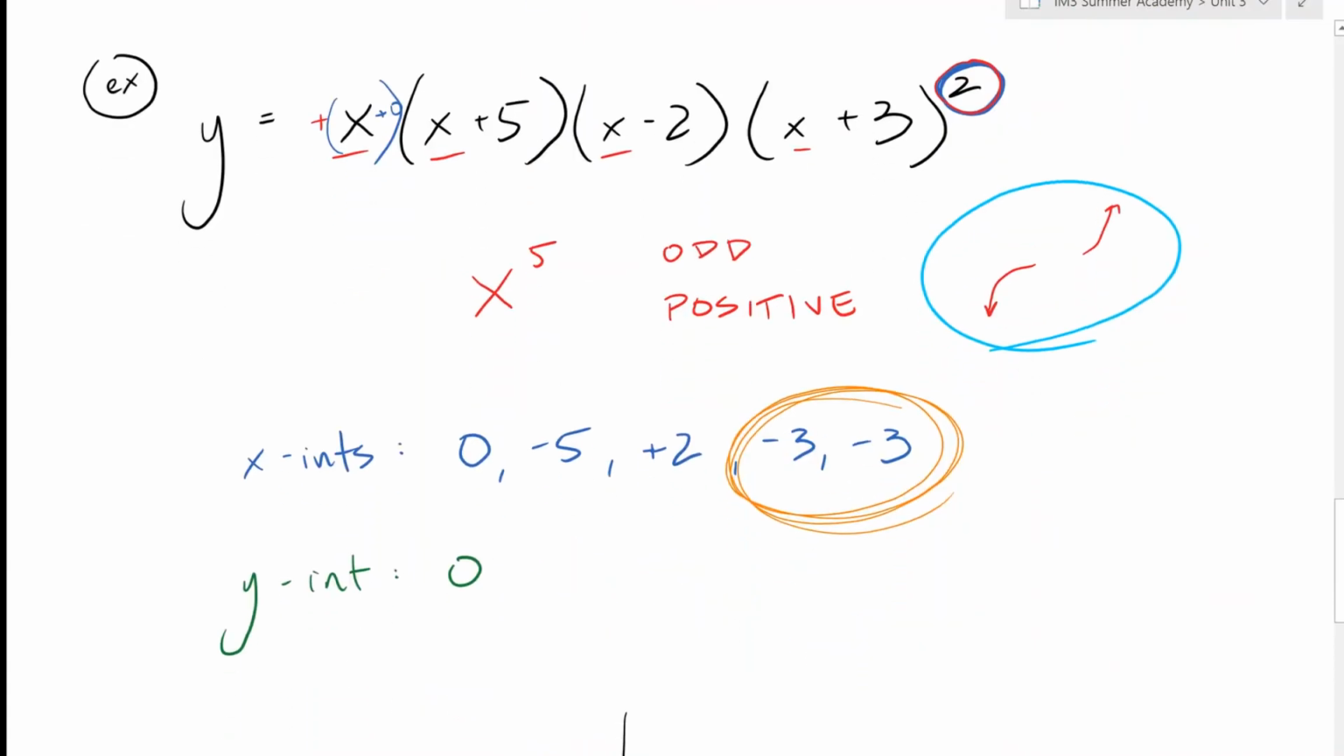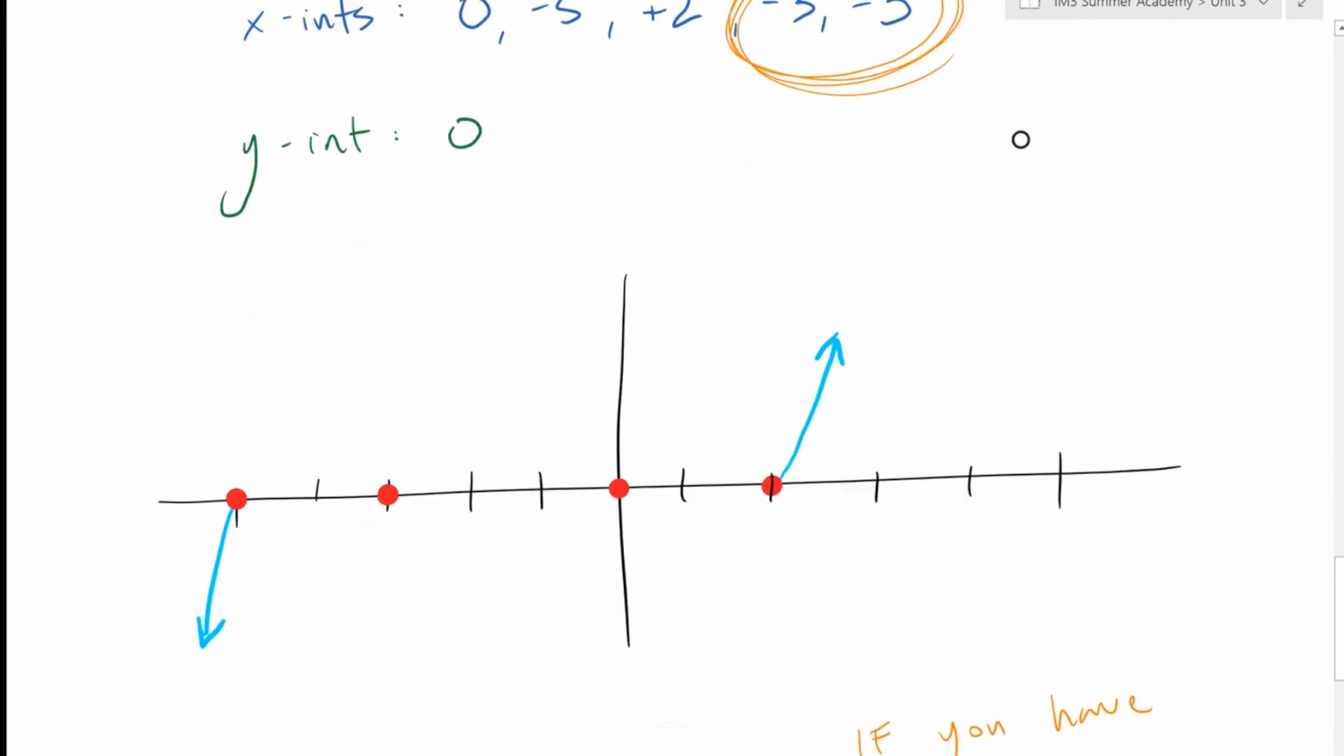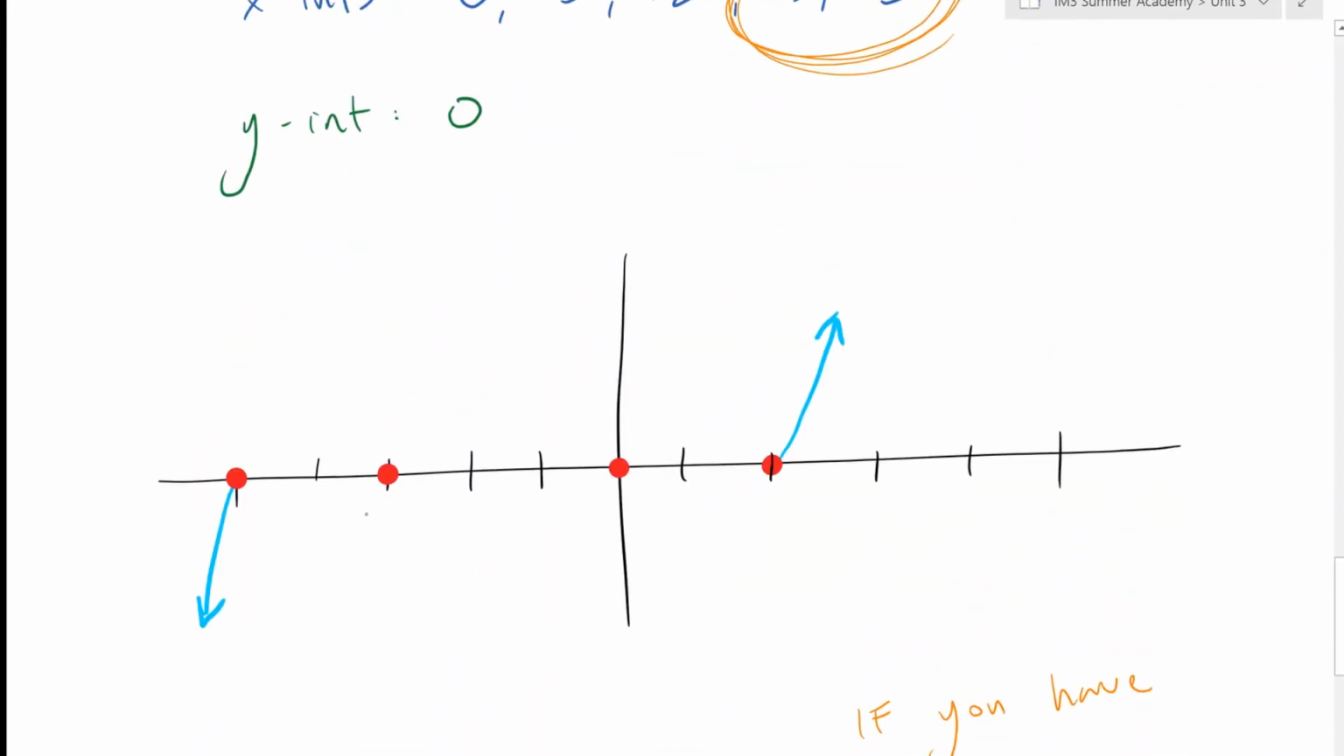Now these ones here, if I list them out, I've got one of these, one of these, one of these, 2 of those. That's a double. Anytime I've got an even amount, I'm going to bounce off of that number. So that's happening here at -3. So let's see what happens. Everything else is a cross through.